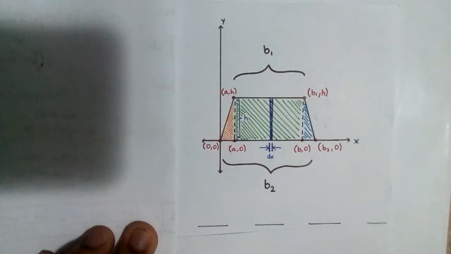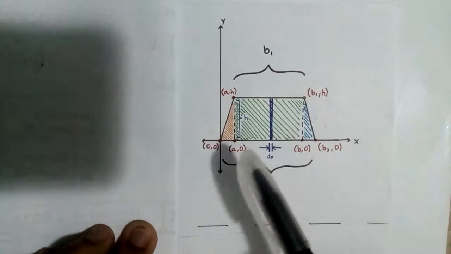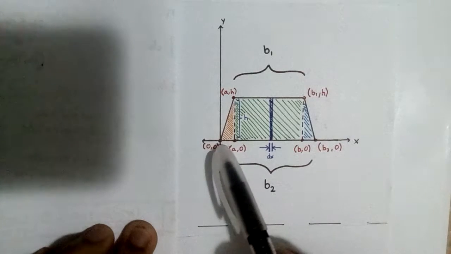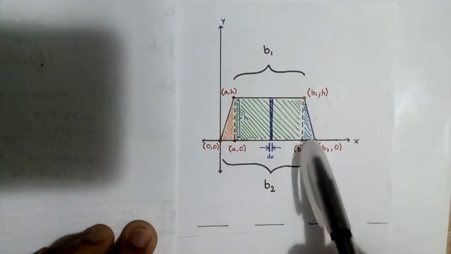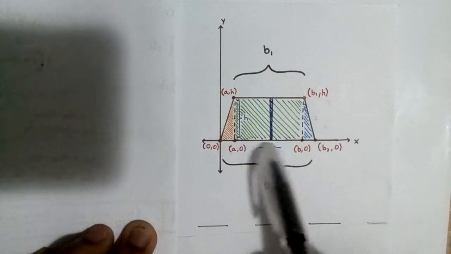Today we're going to find the area of a trapezoid using our definite integrals. So the area of a trapezoid can be derived or integrated by splitting the trapezoid into three pieces, finding the areas of each piece, and adding them together.